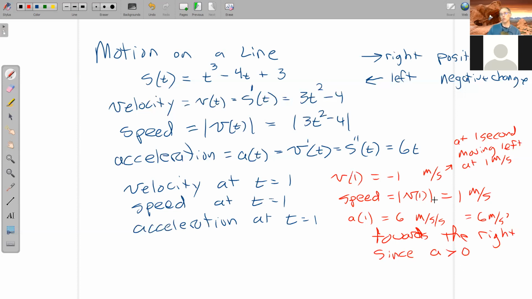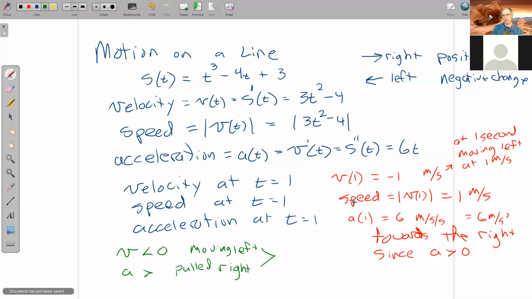Now, if I take these two pieces of information together, what do I know about this thing? I know that the velocity is less than 0, so that means it's moving left. However, the acceleration is greater than 0, so it's kind of being pulled to the right. Together, these things tell me how the speed is changing. And so what I can say is this thing is slowing down.